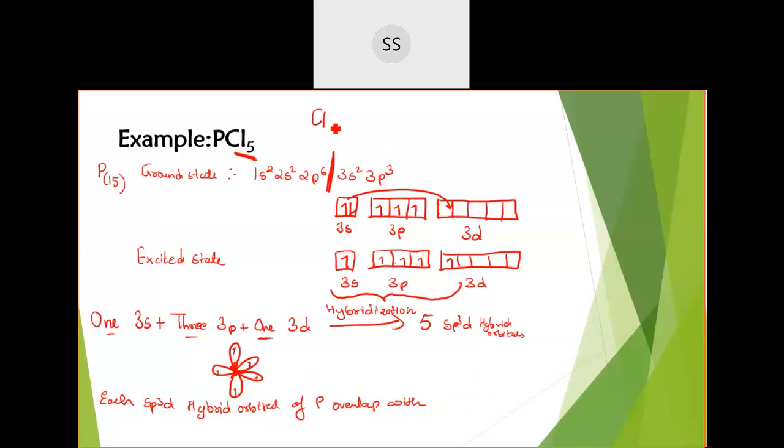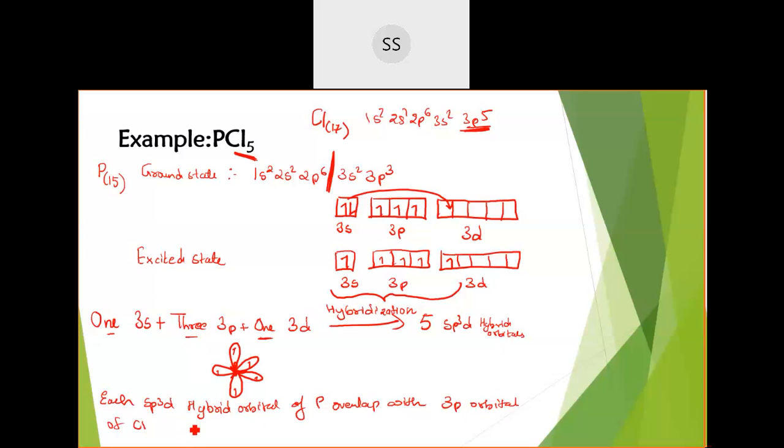By writing the electronic configuration. Okay. So the electronic configuration of chlorine is 1s2, 2s2, 2p6, 3s2, and then we have 3p5. Okay. And this is the orbital which contains one unpaired electron. So each sp3d hybrid orbital of phosphorus overlaps with the 3p orbital of chlorine.